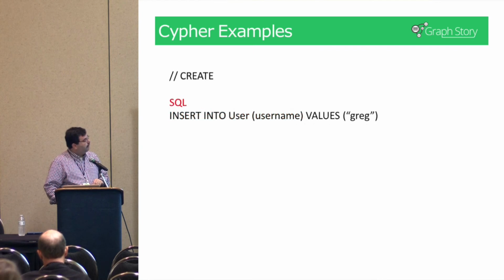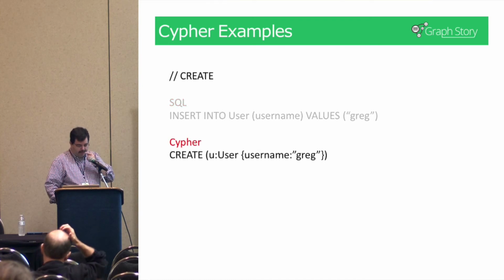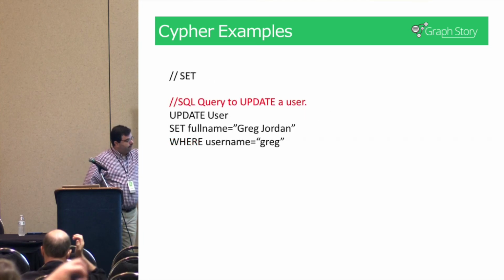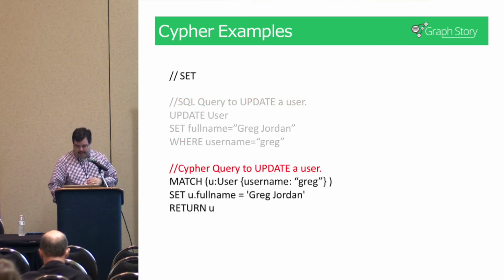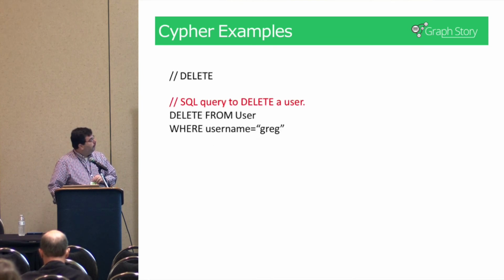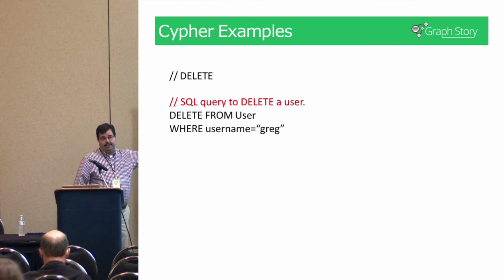There's a create option. Here's an insert into user for Greg. Same thing in Cypher. Instead of insert, you use create. To do an update in SQL and to do an update in Cypher, pretty similar. You're going to use a set on whatever property you want to add, and then you could pass that back once it's been updated.